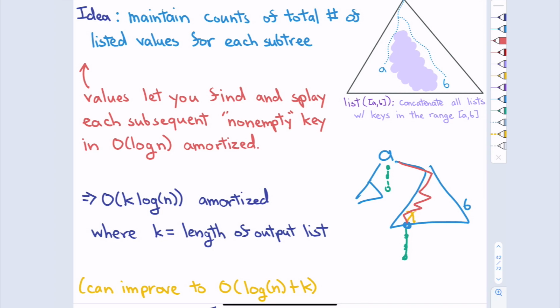So I would splay that next key to the top, and I would keep going in this fashion, where I keep finding the next key with a non-empty list, splaying it to the top, paying log n. And you would get k times log n as a worst case bound, where k would really be the number of keys with a non-empty list. I think you can get k plus log n, an idea similar to what was suggested, but I think that's a little bit harder to describe.